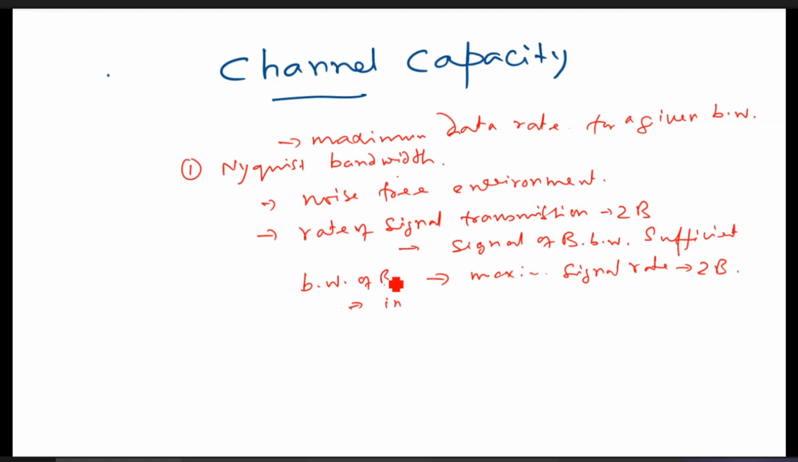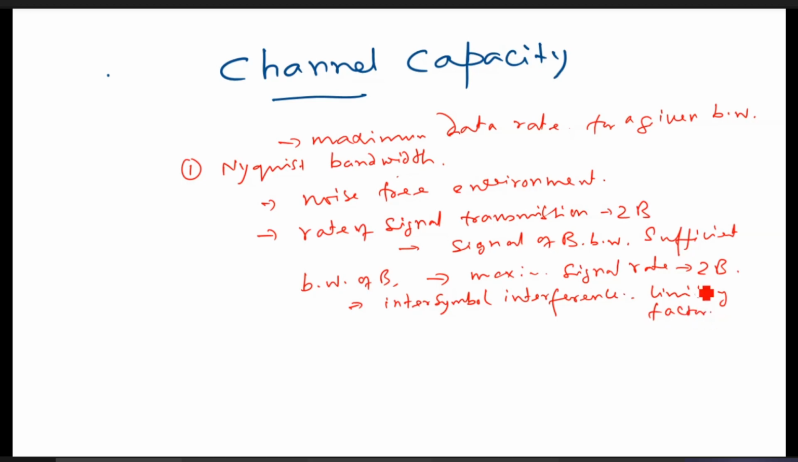So what factor will limit this bandwidth? That is actually intersymbol interference, ISI. Intersymbol interference is the limiting factor in this case, the constraint for this data rate.